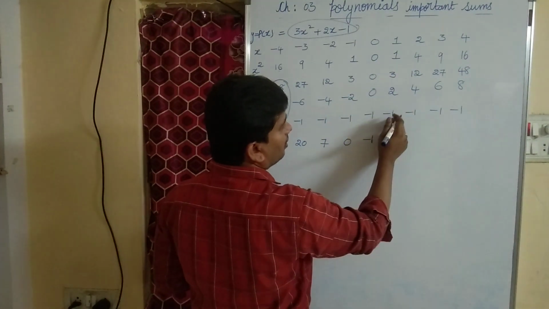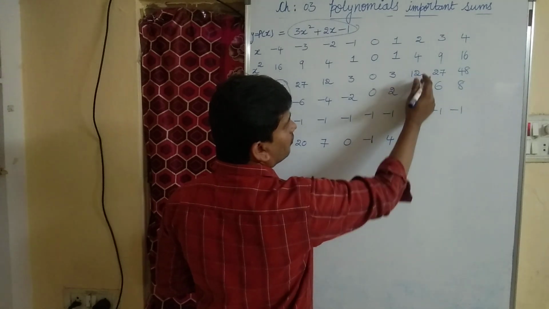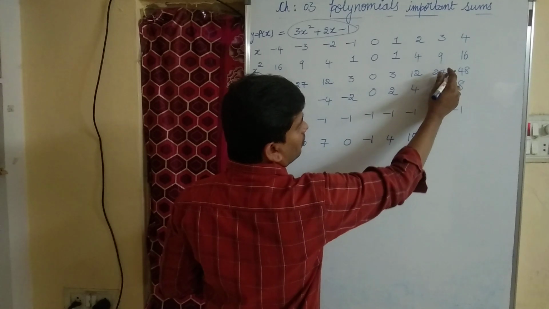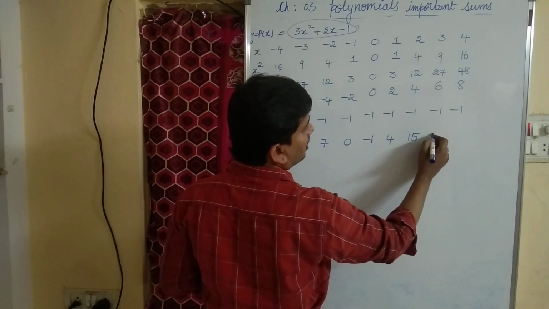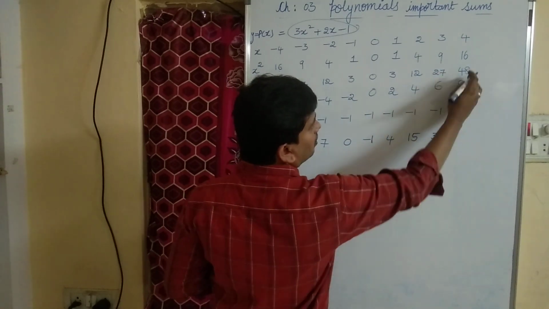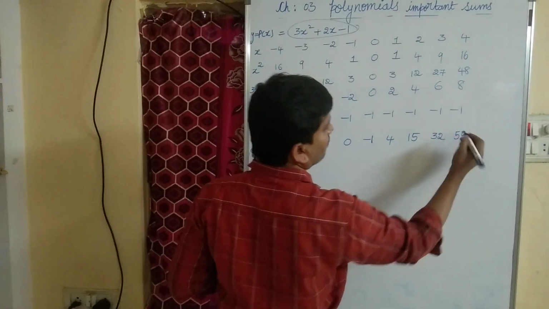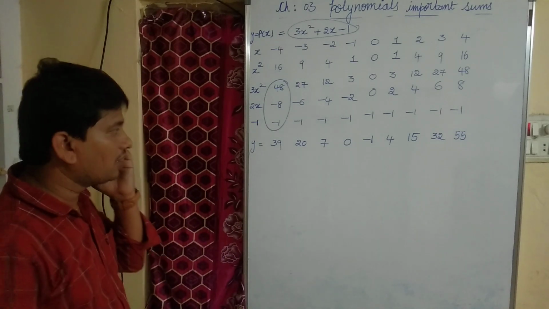3 plus 2, 5. 5 minus 1, 4. 12 plus 4, 16. 16 minus 1, 15. 27 plus 6, 33. 33 minus 1, 32. 48 plus 8, 56. 56 minus 1, 55. Those are our y values.